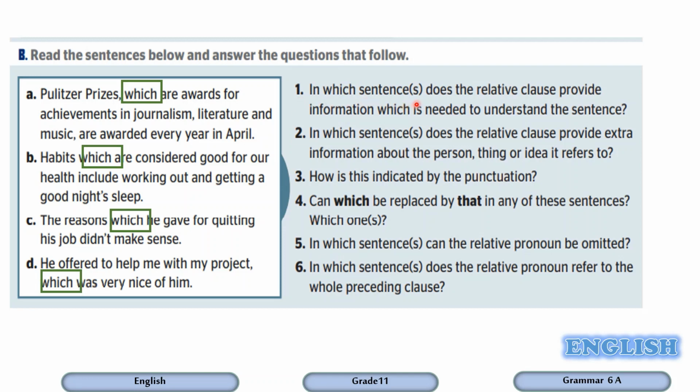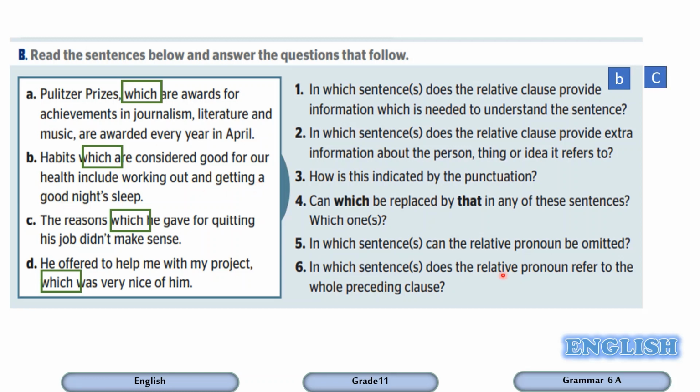In which sentences does the relative clause provide information which is needed to understand the sentence? You can pause the video and read all sentences and try to find the relative clauses that provide information which is needed and important in the sentence. All right, let's share the answer. Sentence number B. So the relative clause here is introduced by the relative pronoun which. Habits which are good for our health. So this is important to understand the rest of the sentence, and we cannot omit this clause. Include working out and getting a good night's sleep.